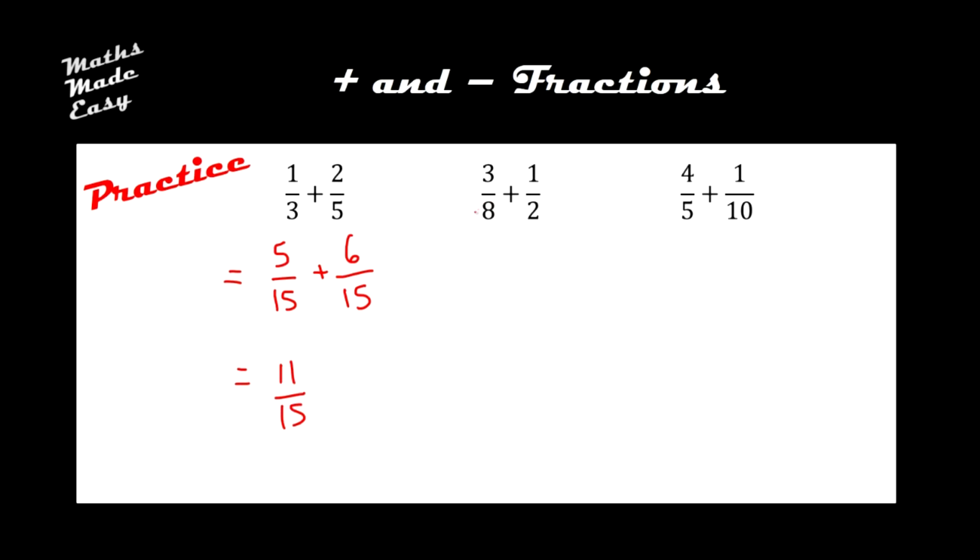For this second question, I would go for 8 as the lowest common multiple, so this first one you would actually leave the same. The half, though, you would change to 4 out of 8, and then 3 add 4 is 7 out of 8.